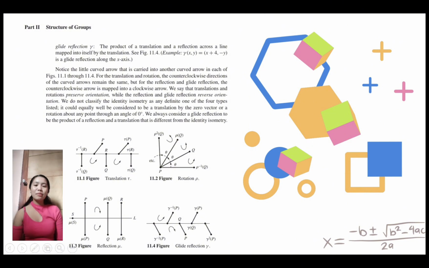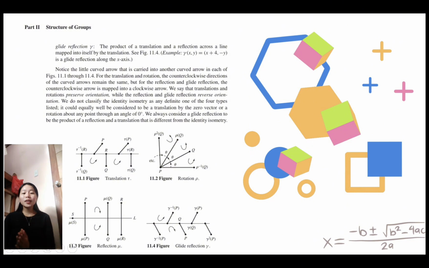Let's think of them in simpler terms. Translation means you slide the figure. Reflection means you flip it over a line. Rotation means you turn it around a point, and a glide reflection means you slide and then flip it. So kumbaga mura siya combination sa reflection and rotation. These transformations may look different, but they all preserve the distances between the points. That's what makes them isometries.